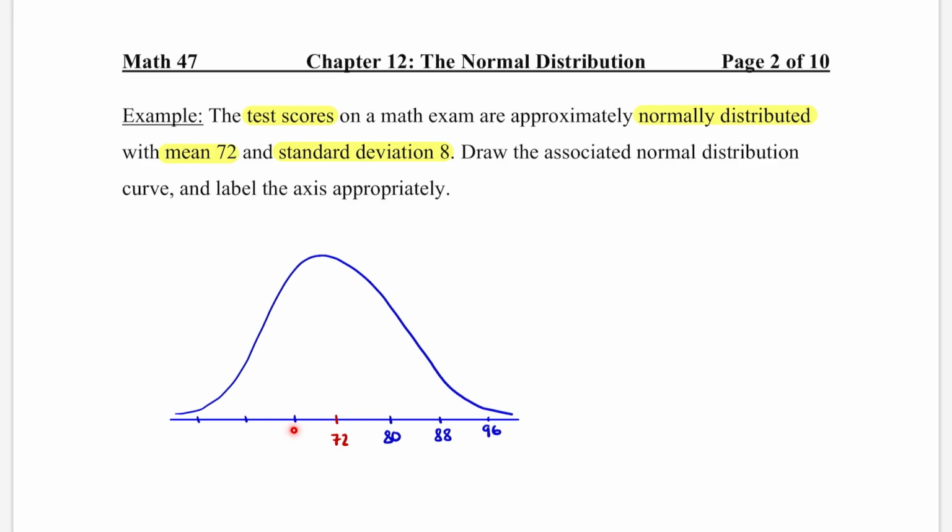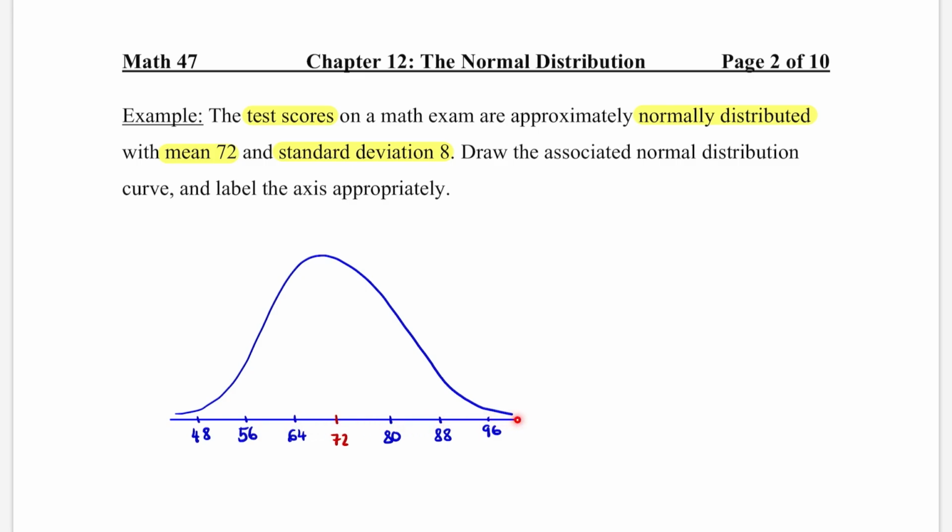This number is 1 standard deviation below the mean. To find this number, I take 72 minus 1 standard deviation. So I take 72 minus 8, I get 64. This number is 2 standard deviations below the mean. So to find this number, I take 72 minus 8 minus 8, I get 56. This number is 3 standard deviations below the mean. To find this, I take 72 minus 8 minus 8 minus 8, which is 48.